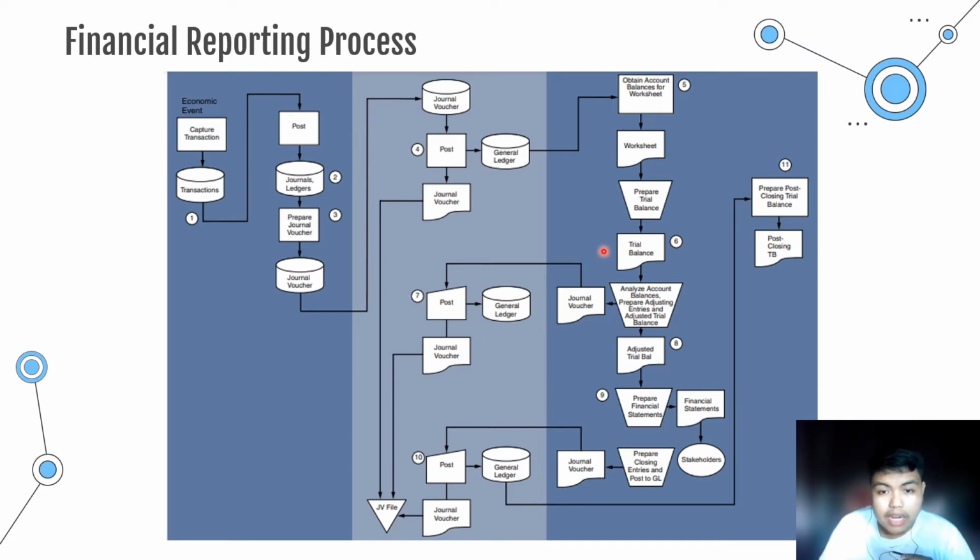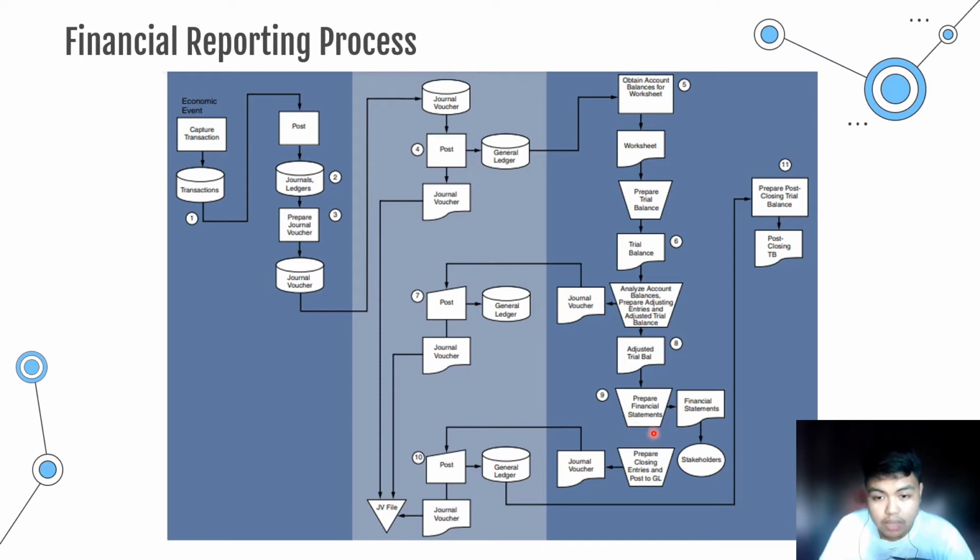After nating ma-prepare yung trial balance, we will now analyze account balances, prepare adjusting entries, and adjusted trial balance rather. So, sa pag-prepare natin ng adjusting entries, need din natin doon ang journal voucher. So, yung journal voucher na gagamitin natin sa adjusting entries will also be posted to the general ledger and mapupunta din siya sa journal voucher file. After preparing adjusting entries, we will now generate the adjusted trial balance.